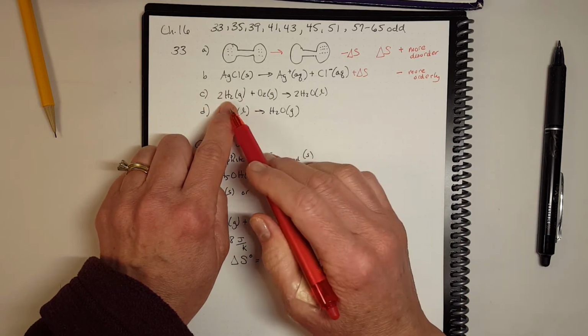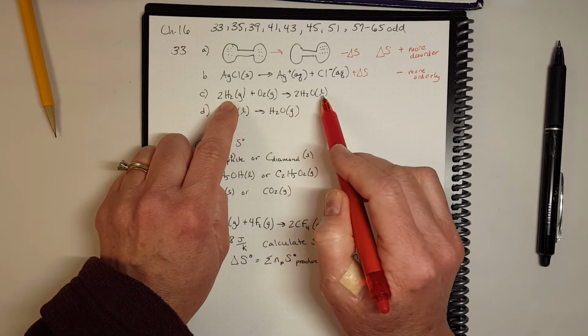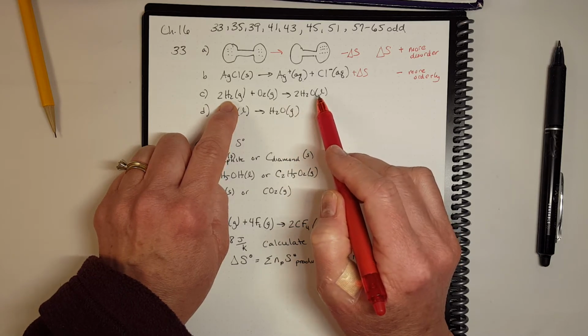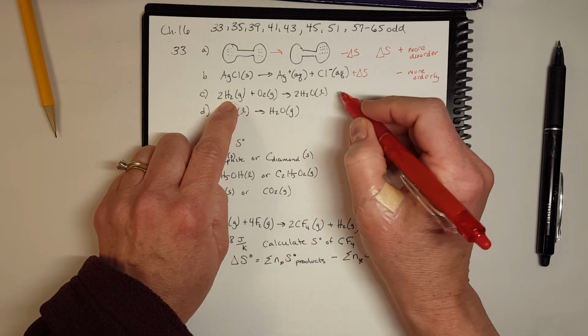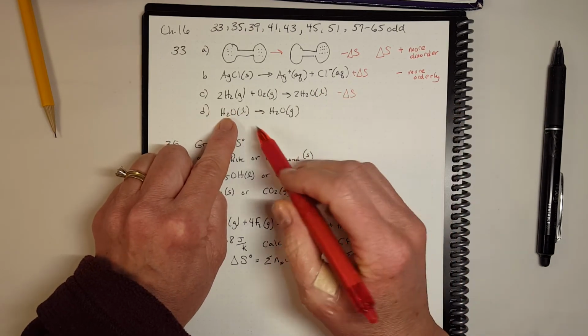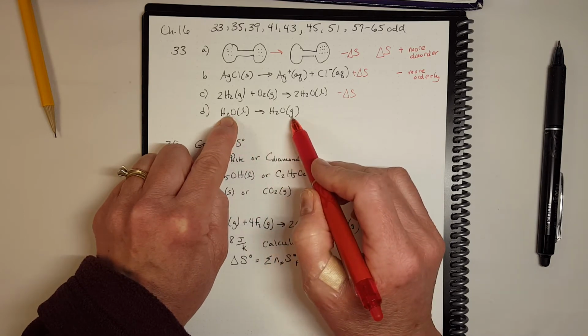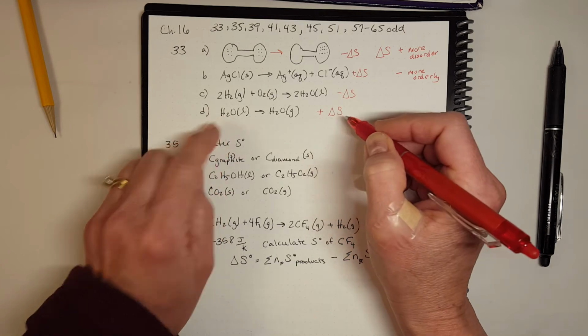This one here, we have 3 moles of gas on the left. We have 2 moles of liquid on the right, if I read this one right. Yep. And so if you're going to liquid, you're becoming more orderly. So this is a minus delta S. And H2O liquid to H2O gas. Gas is the most disordered, so that's a positive delta S.